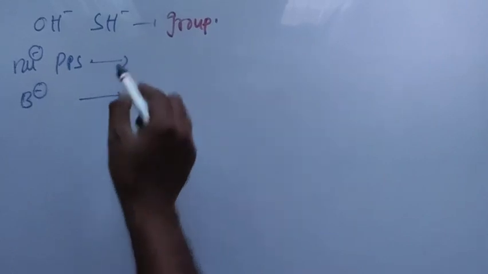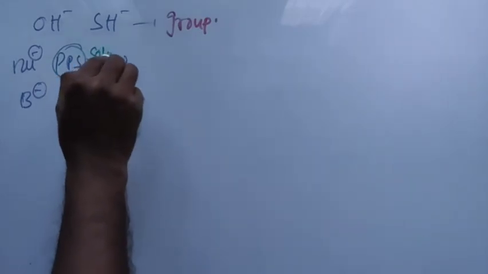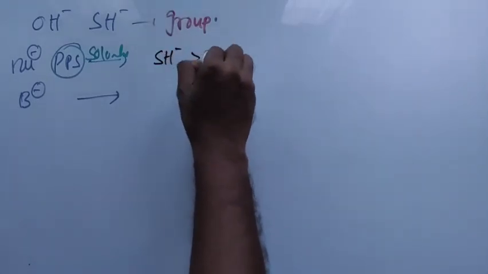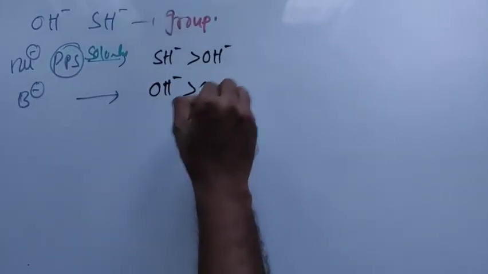And ask yourself, down the group, nucleophilicity in a polar protic solvent increases. Ask yourself, if polar protic solvent is present, what does it lead to? It leads to solvation. Bulkier the group, nucleophilicity decreases. Therefore, nucleophilicity of SH minus is greater than OH minus. Whereas basicity down the group decreases. Therefore, OH minus is greater than SH minus.